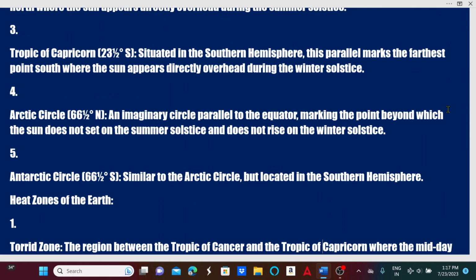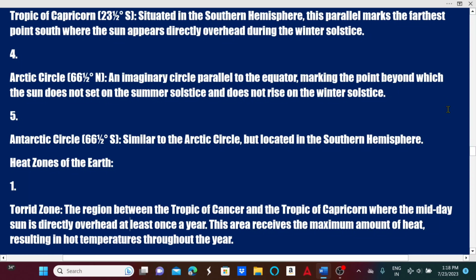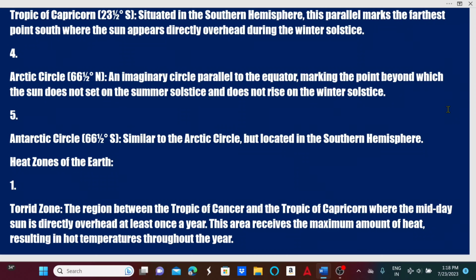It means 23 1/2 degrees N and 23 1/2 degrees S of the equator, where the midday sun is directly overhead at least once a year. This area receives the maximum amount of heat, resulting in hot temperatures throughout the year. So this means that this place gets very hot. Once a year the summer season comes here, when it gets extremely hot, and direct sunlight falls in this zone.